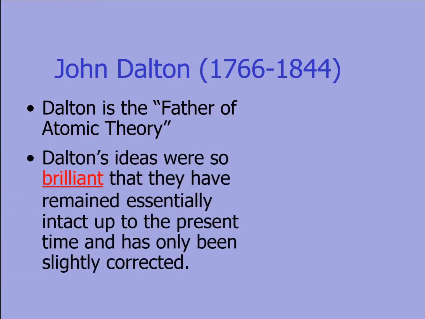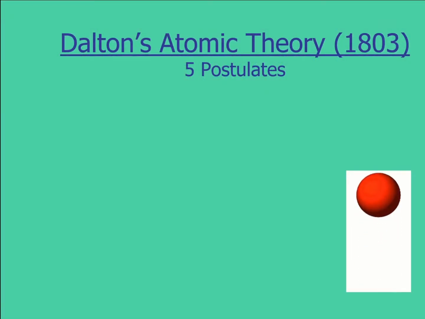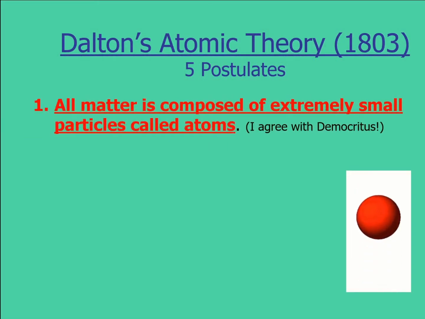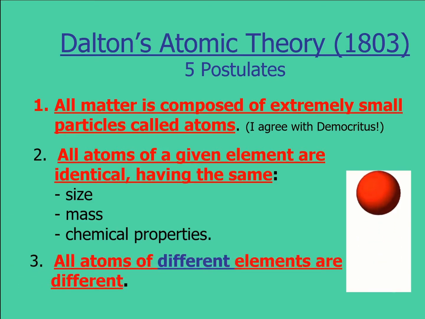Dalton's ideas were so brilliant that they have remained essentially intact up to the present time and have only been slightly corrected. Five postulates of Dalton's atomic theory. Number 1. All matter is composed of extremely small particles called atoms. He agrees with Democritus. Number 2. All atoms of a given element are identical, having the same size, the same mass, and the same chemical properties. Number 3. All atoms of different elements are different.